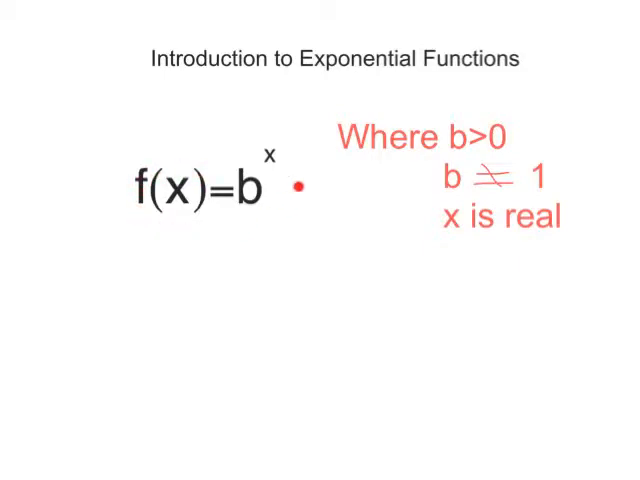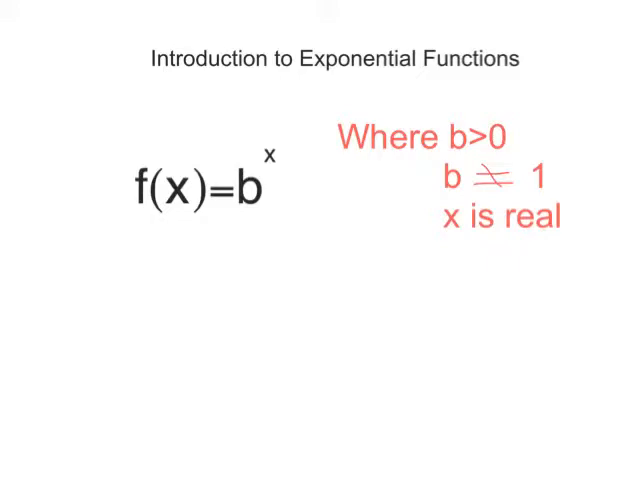This is what your standard exponential function is going to look like. This is f of x, the function name, equals b raised to the x power. What you're going to see here is the base b is going to be a number. The exponent here is going to be a variable expression, which is a little backwards from what we're used to. We're used to seeing x squared, x to the fourth, whatever.